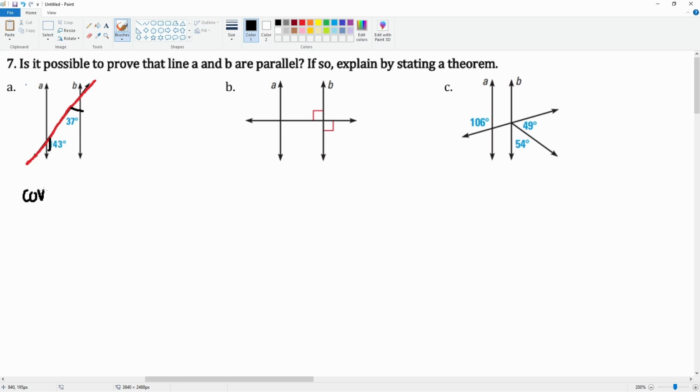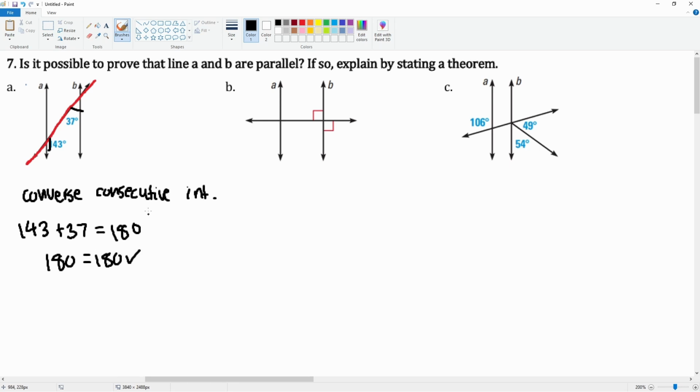By the converse of the consecutive interior angles, those two have to add up to 180. So let's see if that's true. 143 plus 37 is equal, do they equal 180? 143 plus, that does look like it's 180. So that is correct. So by the converse of consecutive interior angles, A is parallel to B.